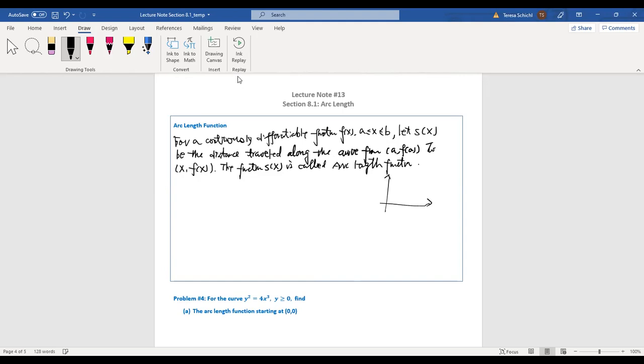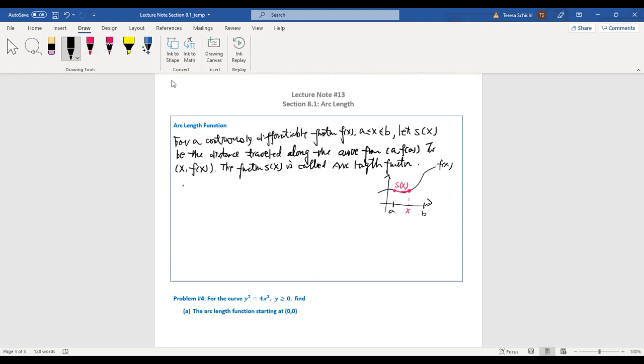If this is my f of x, and I have a distance from A to B, what is the arc length function? If I start here and travel along this path to here, this is x. Then this function is what I call s of x.